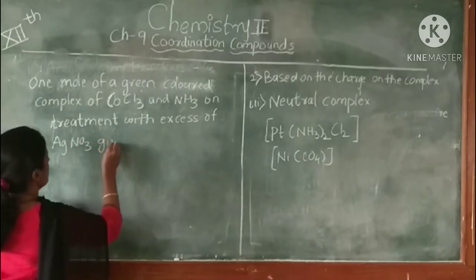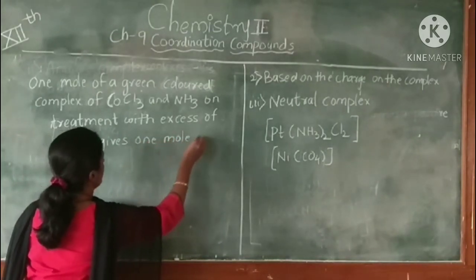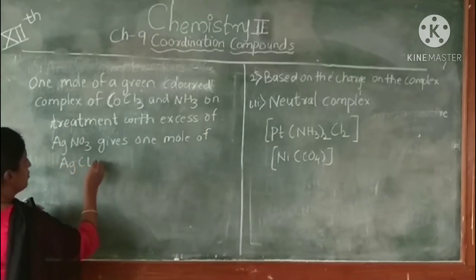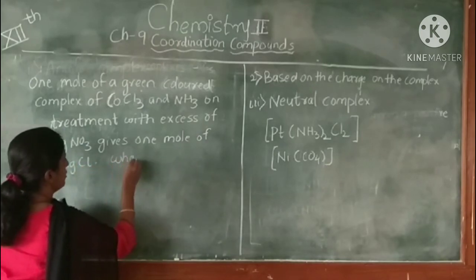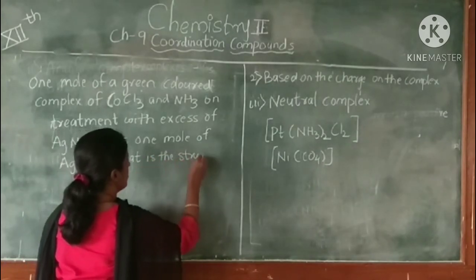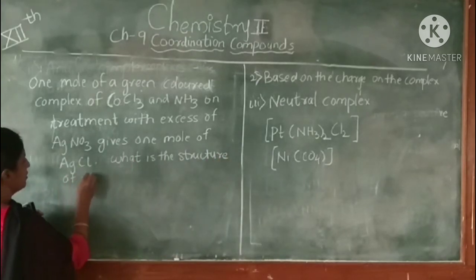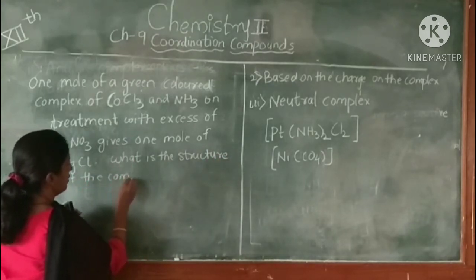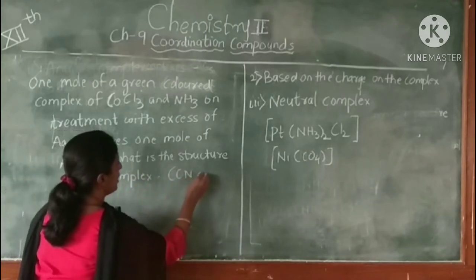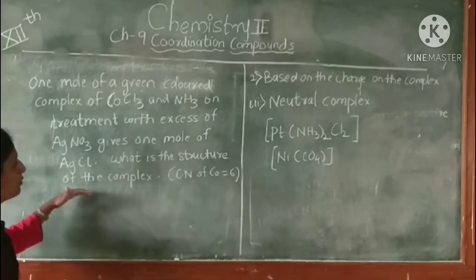it gives 1 mole of AgCl. So what is the structure of the complex? Given is that the coordination number of cobalt is 6.